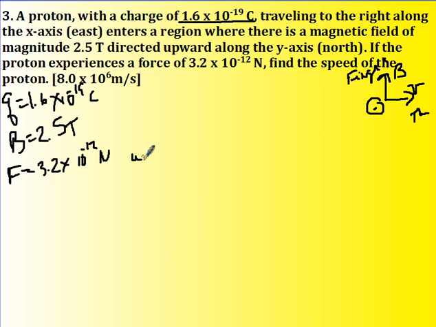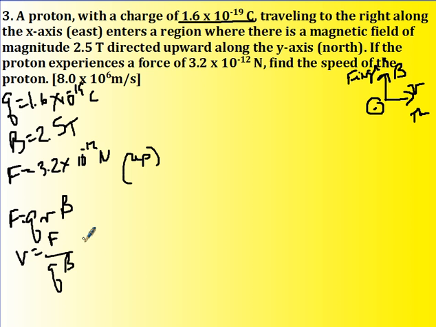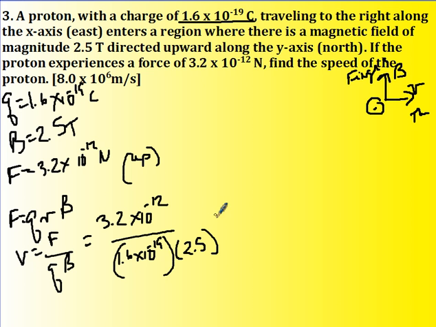It didn't tell us that, but you could figure it out. So, F equals QVB, so V is F divided by QB. The force is 3.2 times 10 to the negative 12 divided by 1.6 times 10 to the negative 19 times 2.5. Now going to multiply this across, 3.2 times 10 to the negative 12.